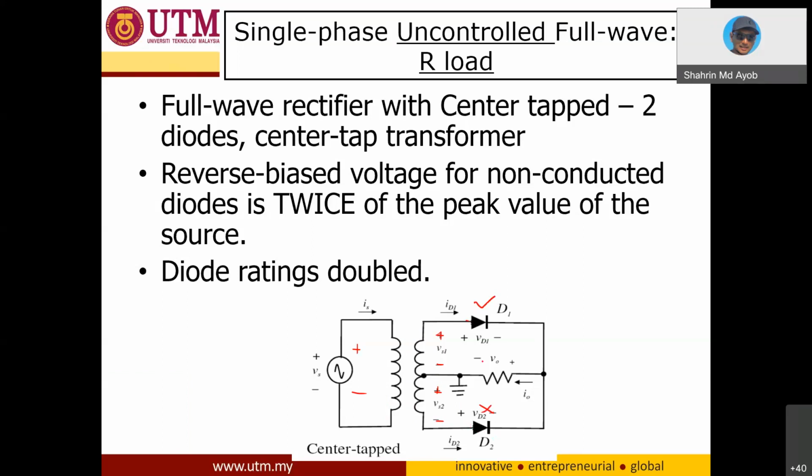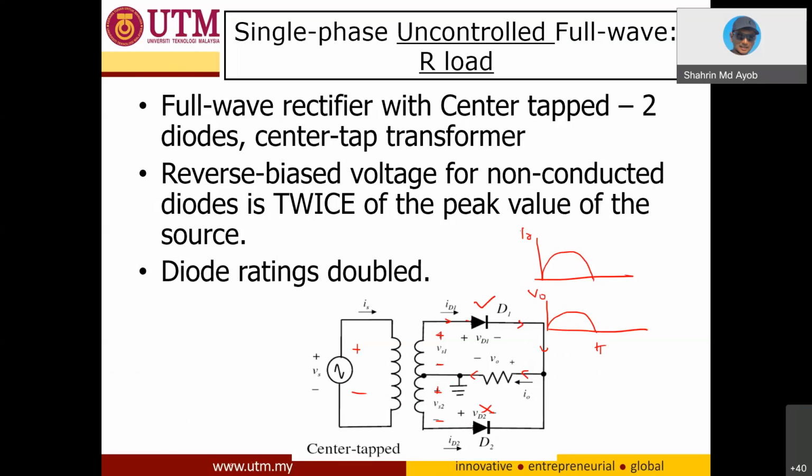Okay, so reverse bias. So the current ID1 will flow here, and then go back to the load. Okay, so right now your I output should be like this, and also your V output will be like this.